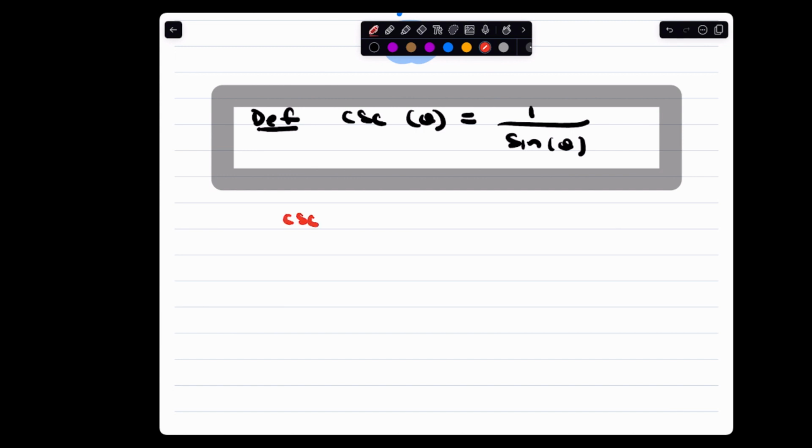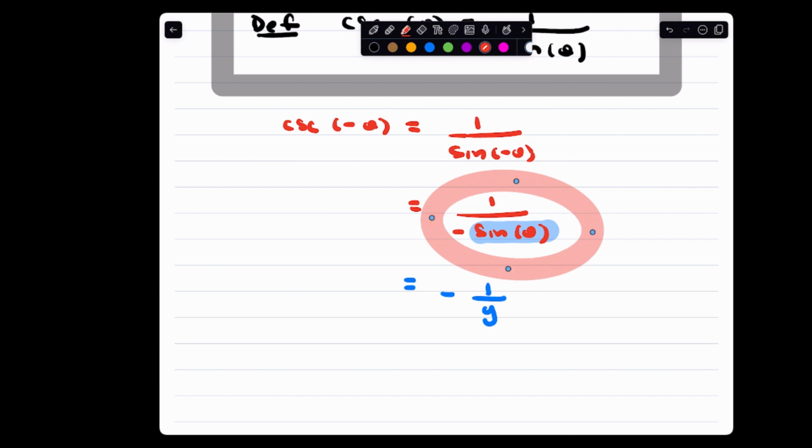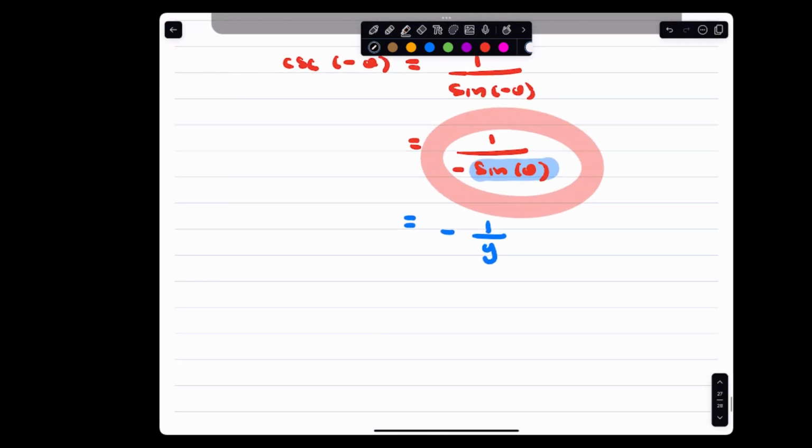You said, what if I had cosecant of minus theta? Well, that's 1 over sine of what? Minus theta. Which is 1 over minus what? Sine theta, is that right? Now, I can even write it this way. If you know what sine theta is, isn't it the y coordinate? We can say that's minus 1 over what? 1 over y, if we want to look at it that way. But you can keep it the way it is right here as well.